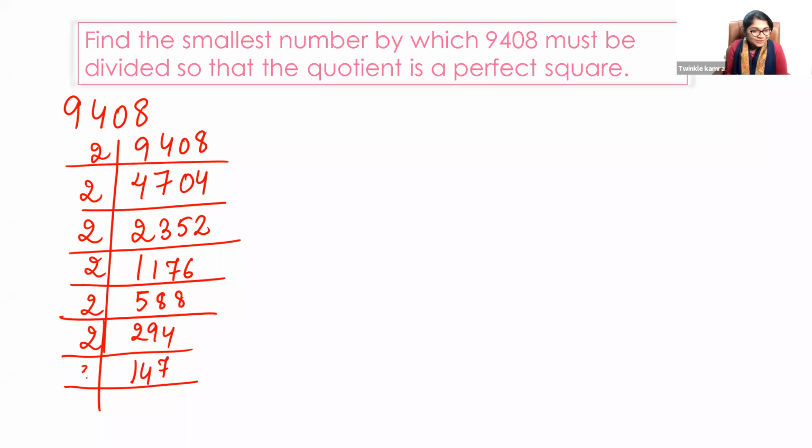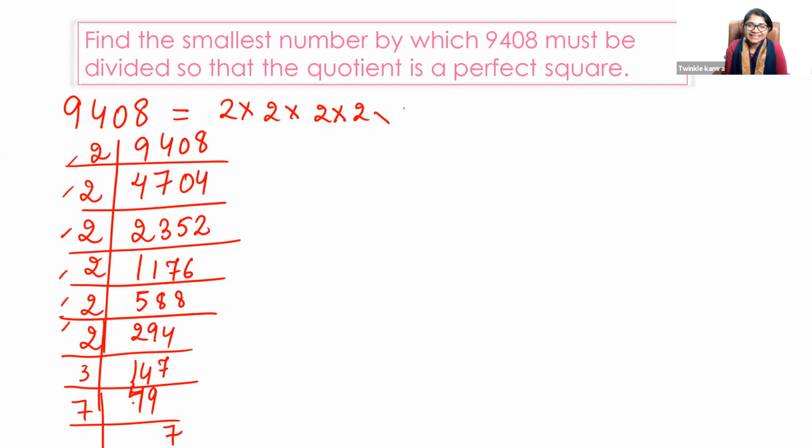All right, this goes on, 3. This is actually 49, right? 49, then I keep 7 and then 7 at the end. Right? So I get 9408 is equal to, let's actually open it. How many twos? 1, 2, 3, 4, 5, 6. 6 twos, all right. Okay, 1 3 is there and then 7 into 7.